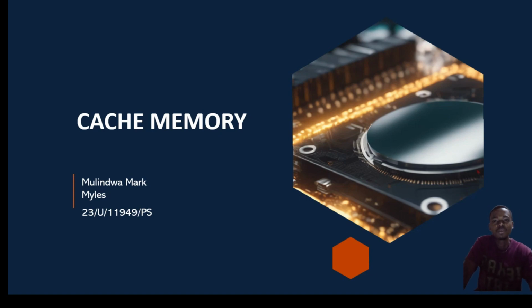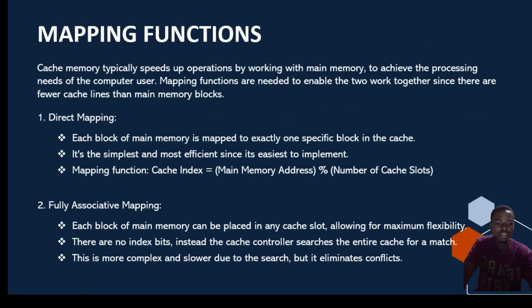Today I'll be taking you through cache memory. Now you may ask yourself, what is cache memory? Cache memory is a type of high-speed computer memory that provides high-speed data access to a processor and stores frequently used computer programs, applications, and data. So it serves as a buffer between the CPU and the main memory to improve data access times and overall system performance.